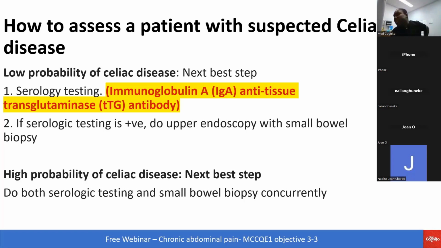However, if the patient presents with dermatitis herpetiformis, vitamin B12 deficiency, folate deficiency, recurrent pregnancy losses, then you don't even worry yourself doing the two-step approach. You rather do both the serologic testing and biopsy of the small intestine. So if the patient already has symptoms, which makes the likelihood of celiac disease very high, then I will not do one and then come and do the other. I'll do both. It is when my consideration for celiac disease is less that I'll do the immunoglobulin anti-tissue transglutaminase antibody, and then if that comes back positive, then I'll do the biopsy.